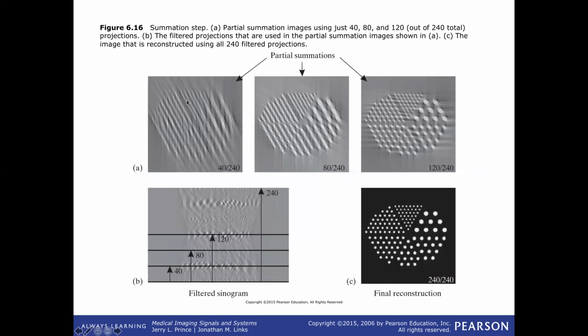And here's what it looks like with 40 out of 240 views, 80 out of 240, 120, and then 240. Okay, so that's projecting from here to here using just these views in our filtered sinogram. We get this picture. Projecting more views, we get this picture. More views, we get this, and then finally that. And now we have a picture that doesn't have all that haze in the background.